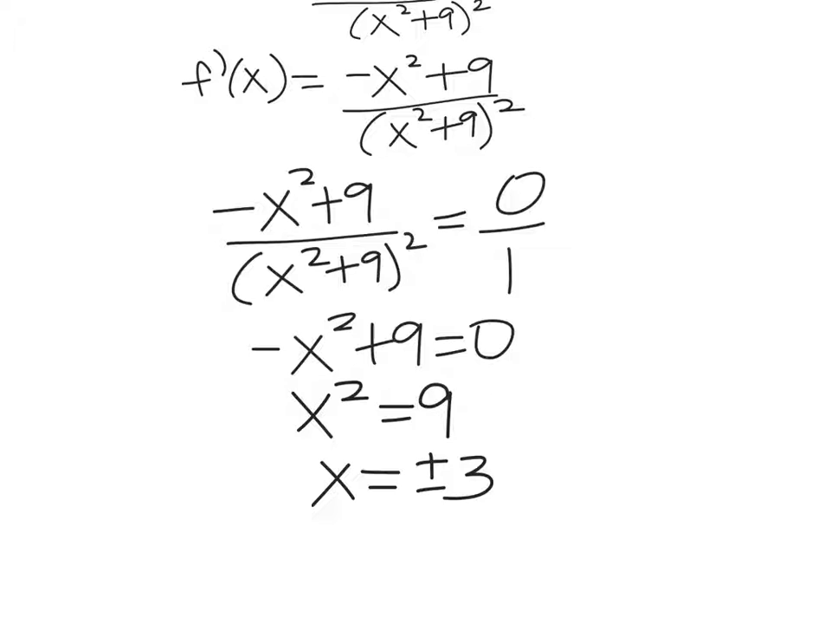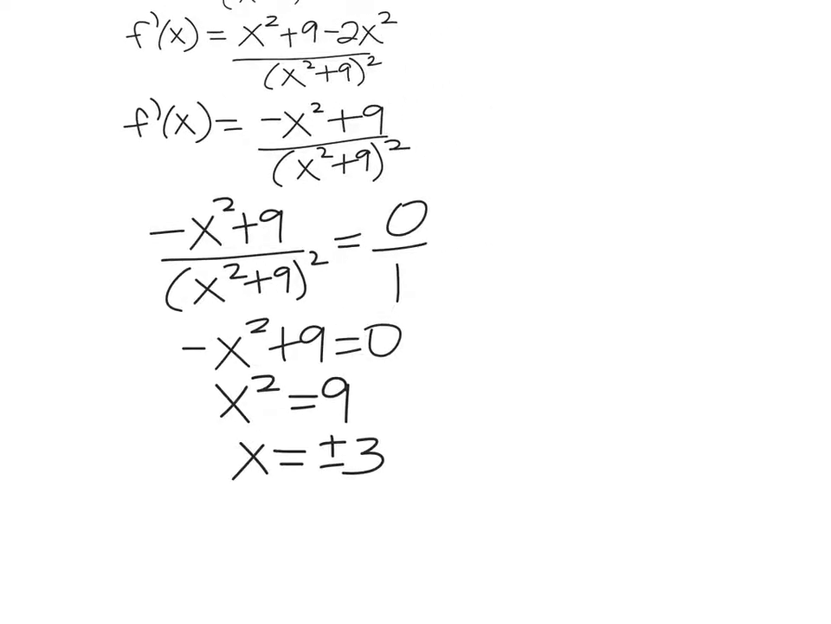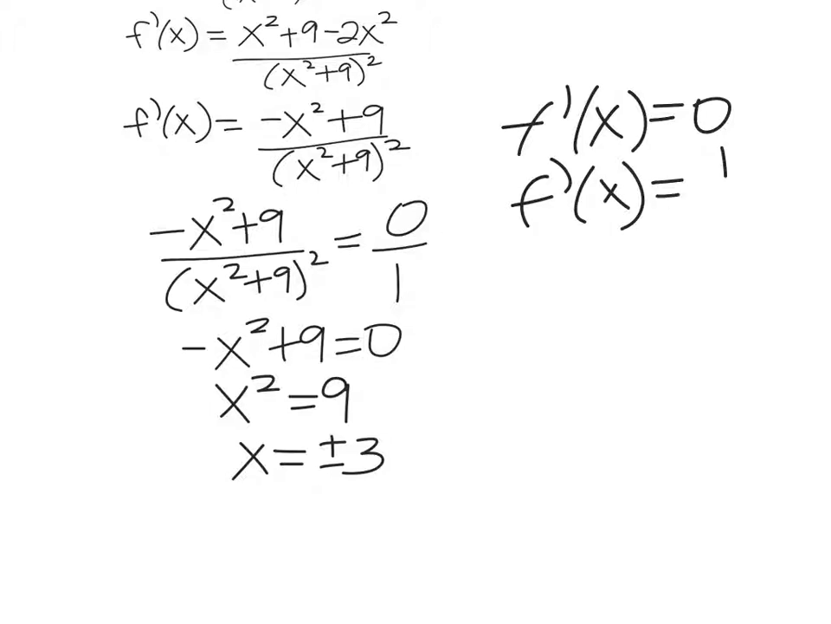Okay, so there's two things you need to check. You need to check where f prime of x equals 0, and also where f prime of x is undefined. In this case, it's never undefined, right? I can put any number in, and when I square it, I'm never going to get 0 down here for real numbers.